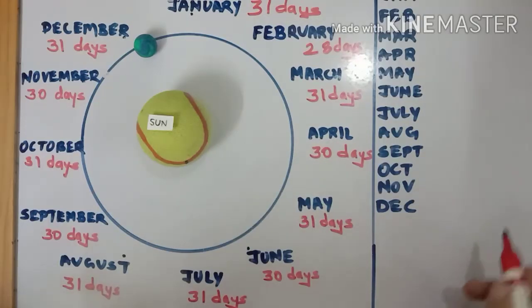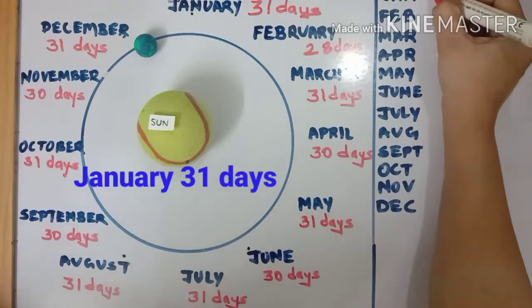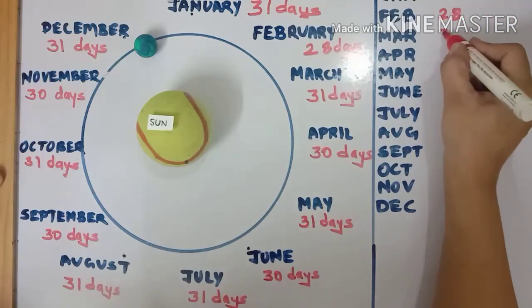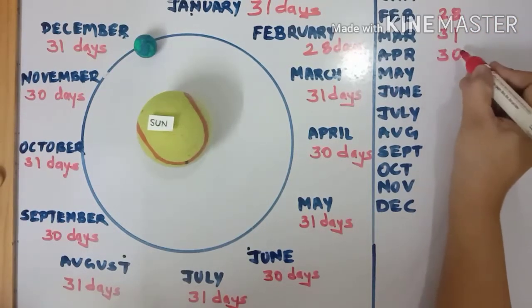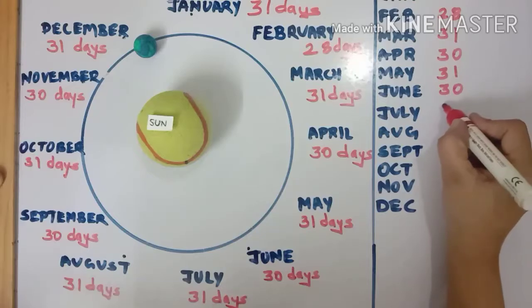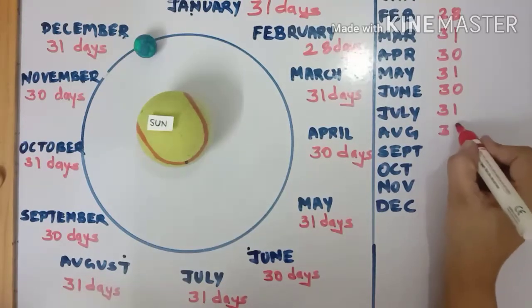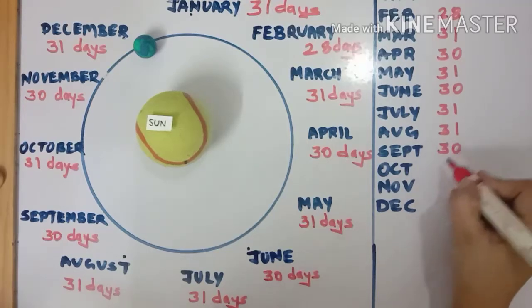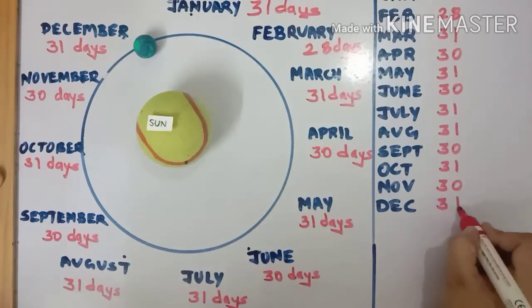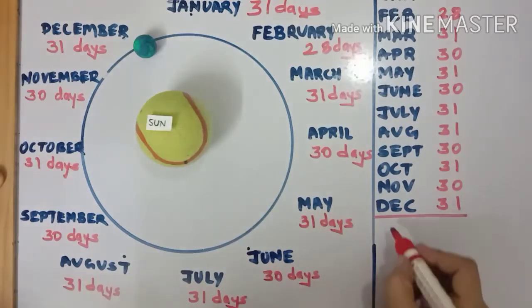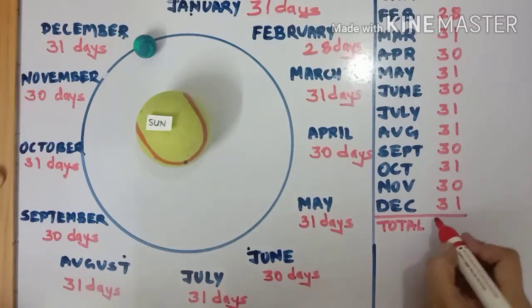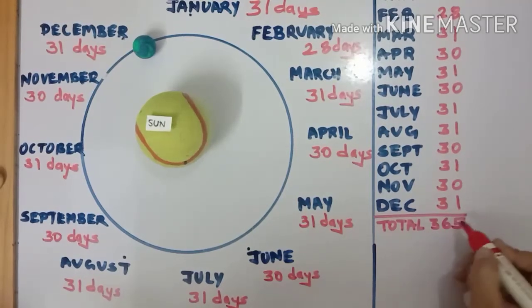Let's sum up all the days. January 31 days, February 28 days, March 31 days, April 30 days, May 31 days, June 30 days, July 31 days, August 31 days, September 30 days, October 31 days, November 30 days, December 31 days. Now let's make the total. If we add all the figures, we'll get 365 days.